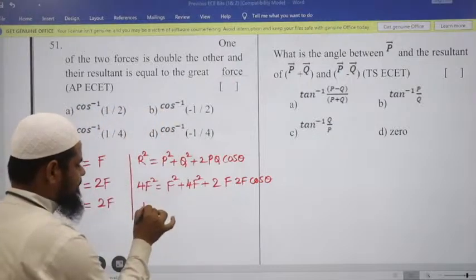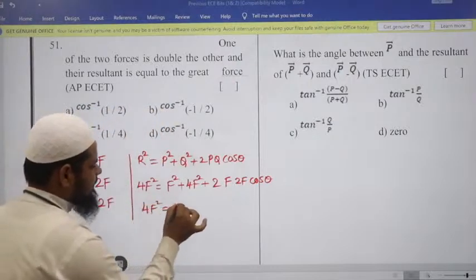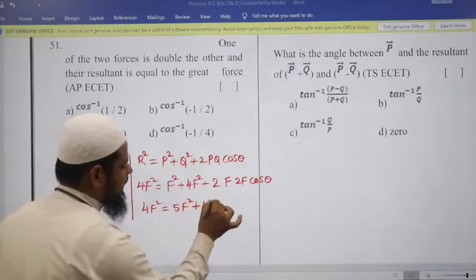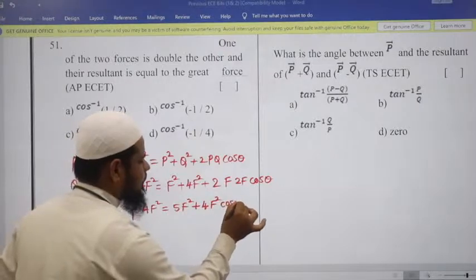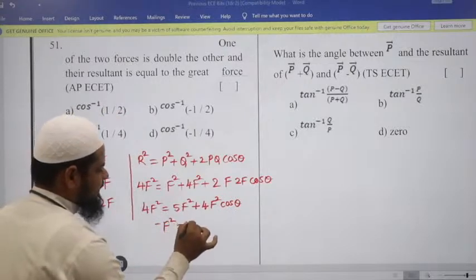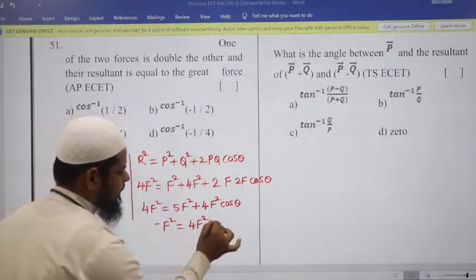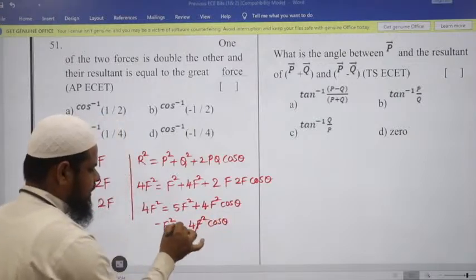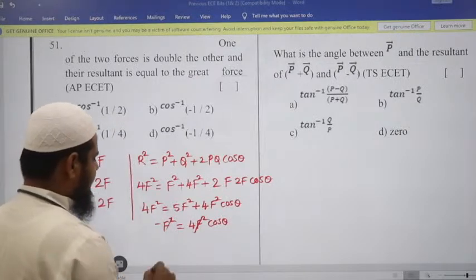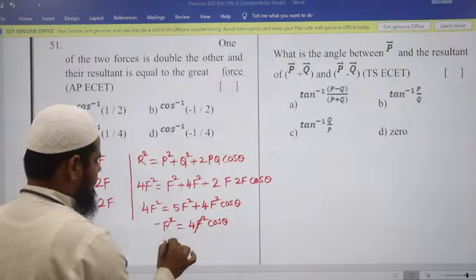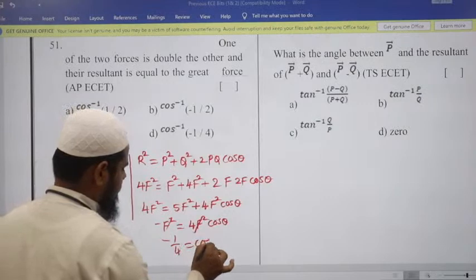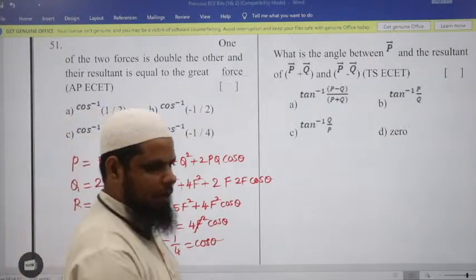Now 4F square is equal to 5F square plus 4F square cos theta. Minus F square is equal to 4F square cos theta. F square gets cancelled. In that case, what is this? Minus 1 by 4. Minus 1 by 4 is equal to cos theta.